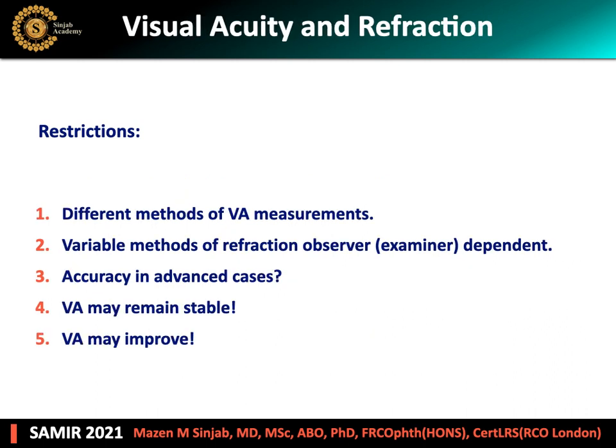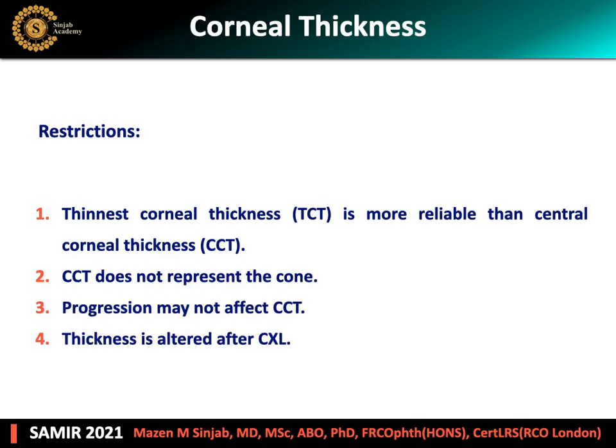What about the visual acuity and refraction? The restrictions of using these parameters are that there are different methods to measure the visual acuity, variable methods of refraction used by the optometrists, and they are dependent on the optometrists. The accuracy of the refraction and the visual acuity in advanced cases is questionable. However, some cases of progression are associated with visual acuity remaining stable and sometimes improving in spite of the progression, because the cone is becoming more peripheral.